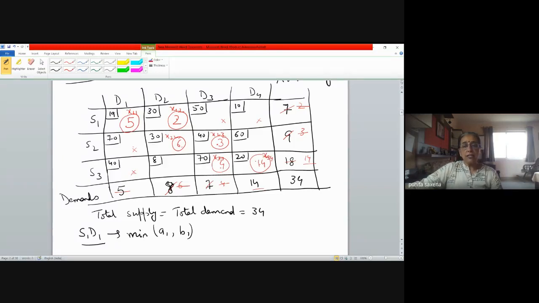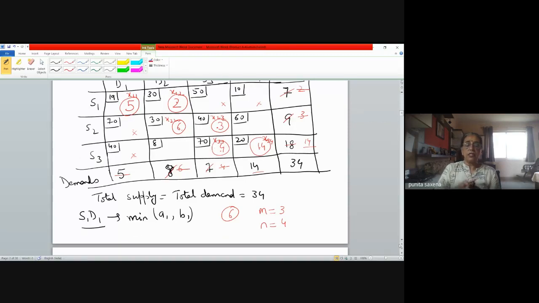Now, how many basic cells? 1, 2, 3, 4, 5, and 6. So we have made allocations in how many cells? 6. Now see, how much was your M, the number of sources? 3. How much was your N, the number of destinations? 4. So how much should have been M plus N minus 1? 4 plus 3 minus 1, which is 6. So basically, your number of basic cells is exactly equal to M plus N minus 1.